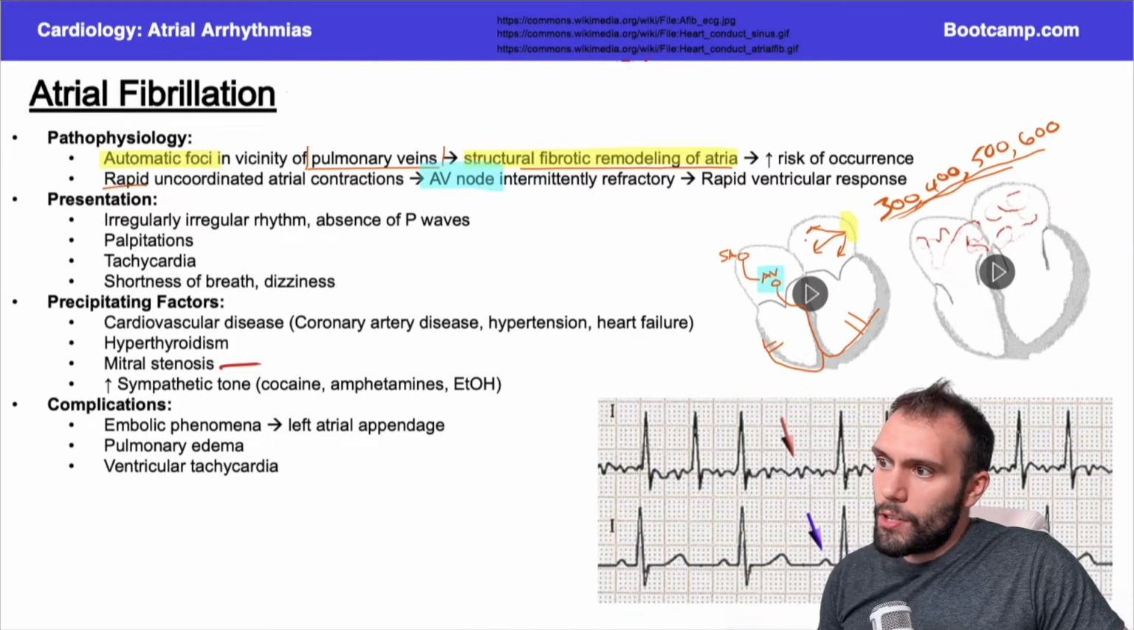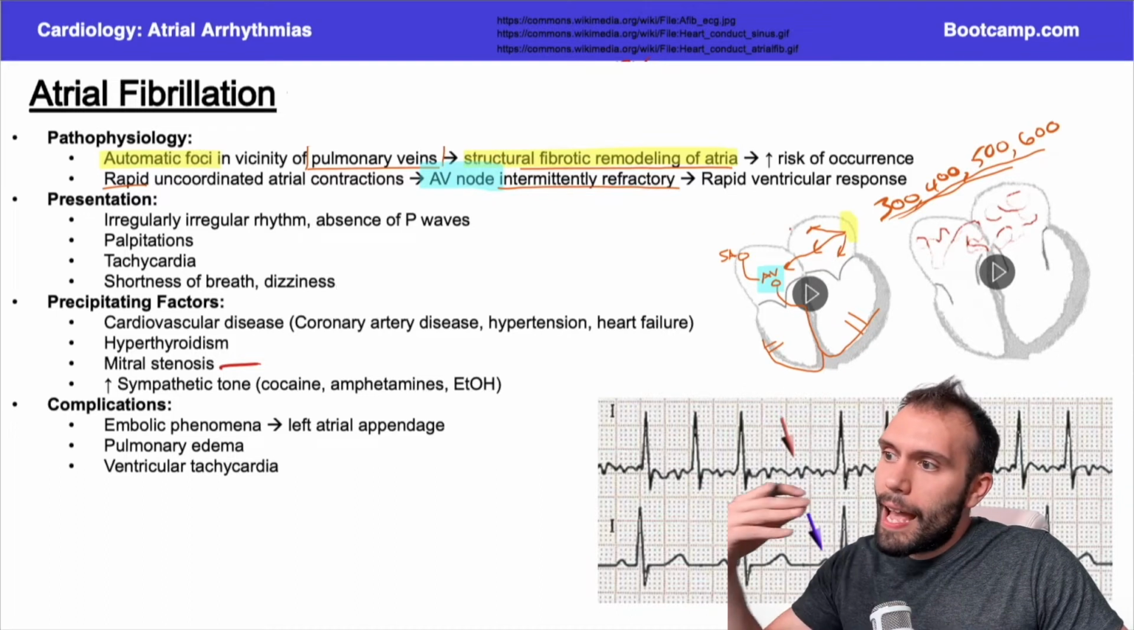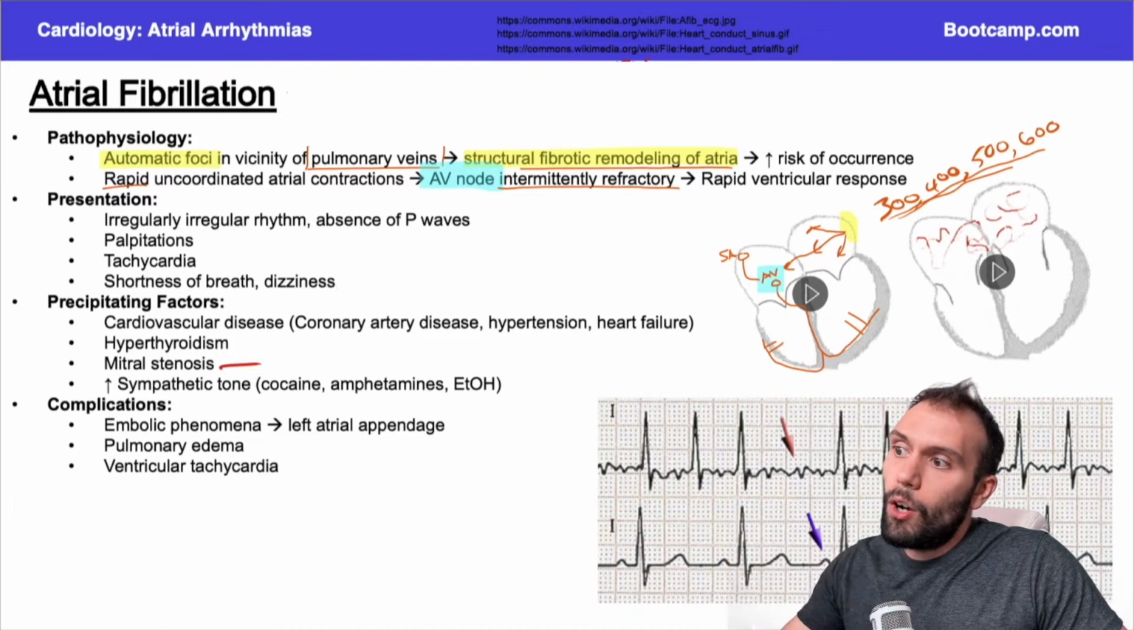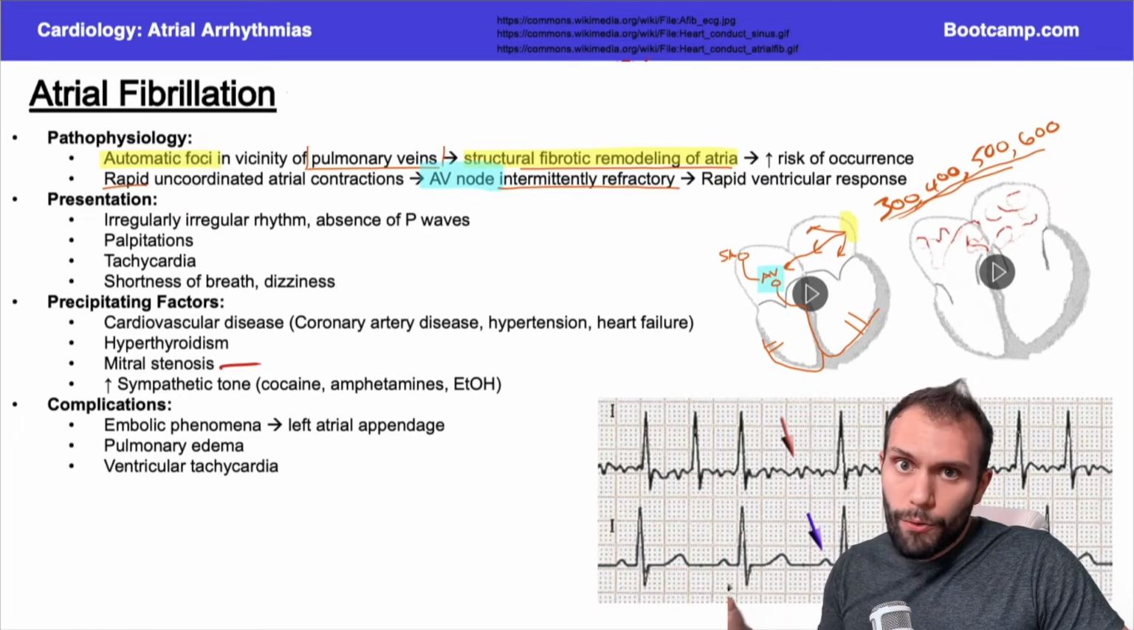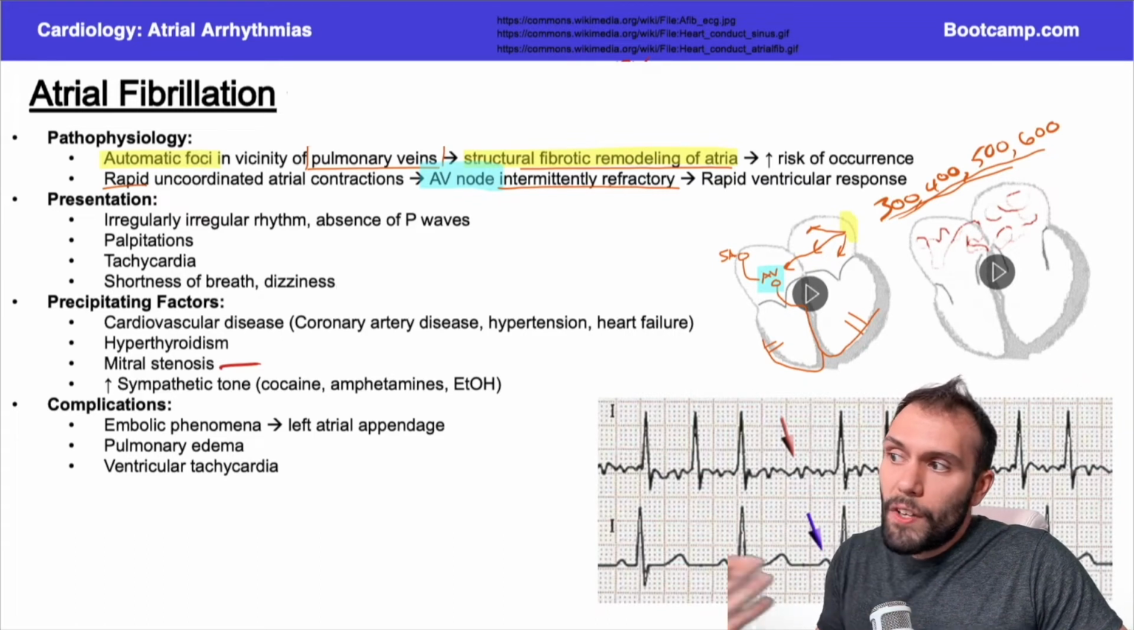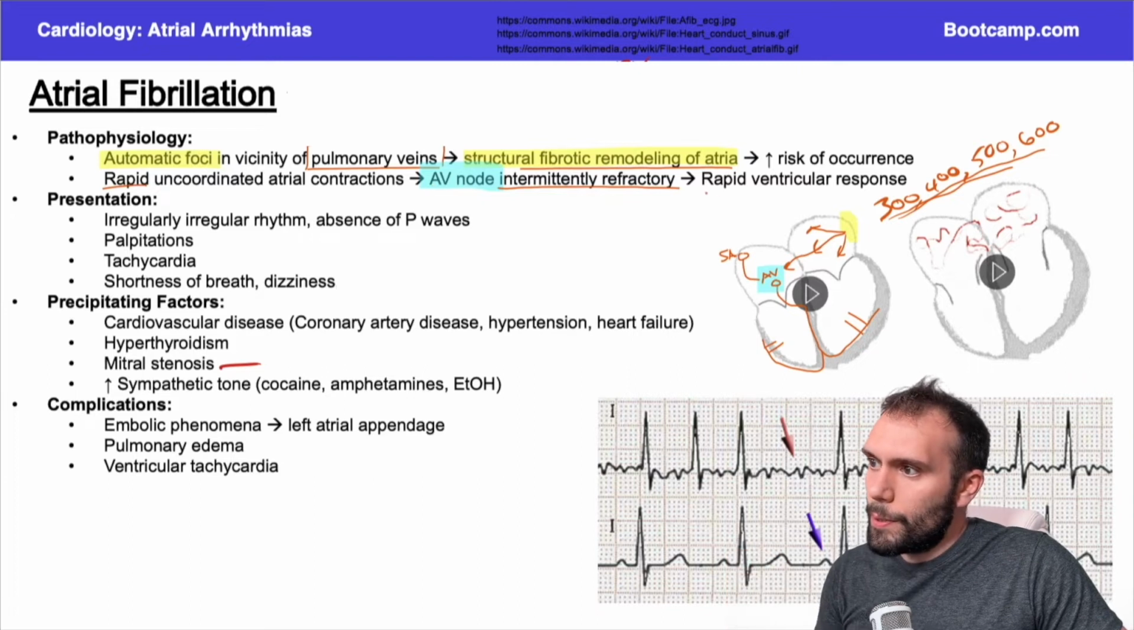So if you have a patient that has AFib and this signal's coming in hot, it goes right into this AV node, but it's intermittently going to be refractory. It cannot consistently conduct, as it's getting bombarded with these signals, not all of them are going to get through, because it's going to have time periods where it's refractory. That's kind of what we know the AV node to do. It has a refractory period.